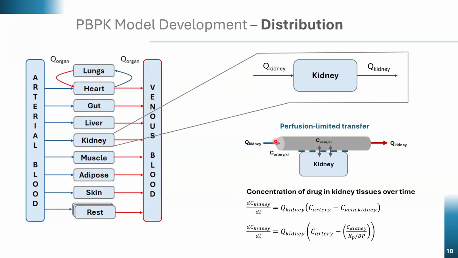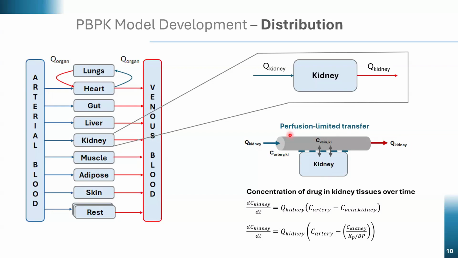So if the blood flow to the kidney is very high, then what that means is that a high amount of drug would be presented at this region. And because we are dealing with perfusion limited transfer, that automatically means we are going to see a high amount of drug in the kidney tissues. Okay, so that is why we are saying this is perfusion limited.